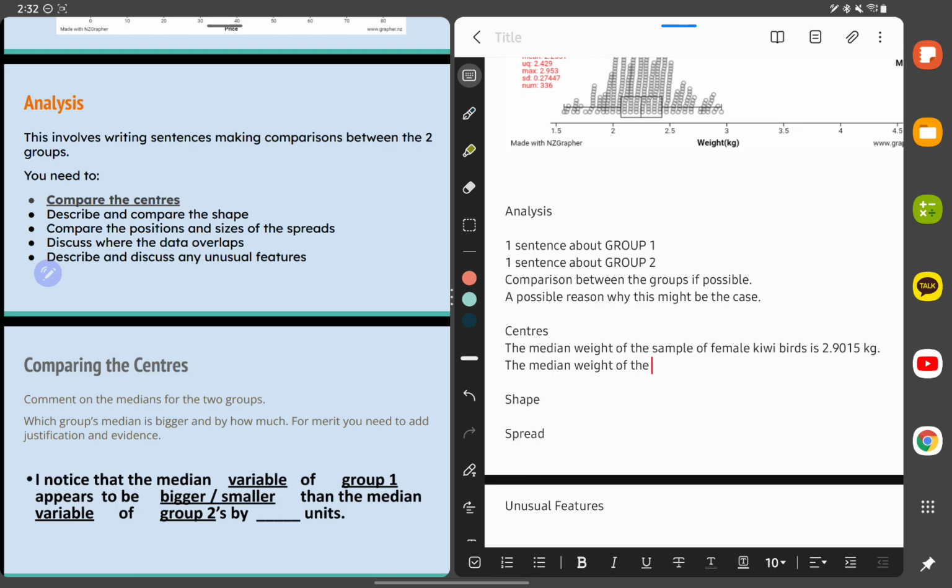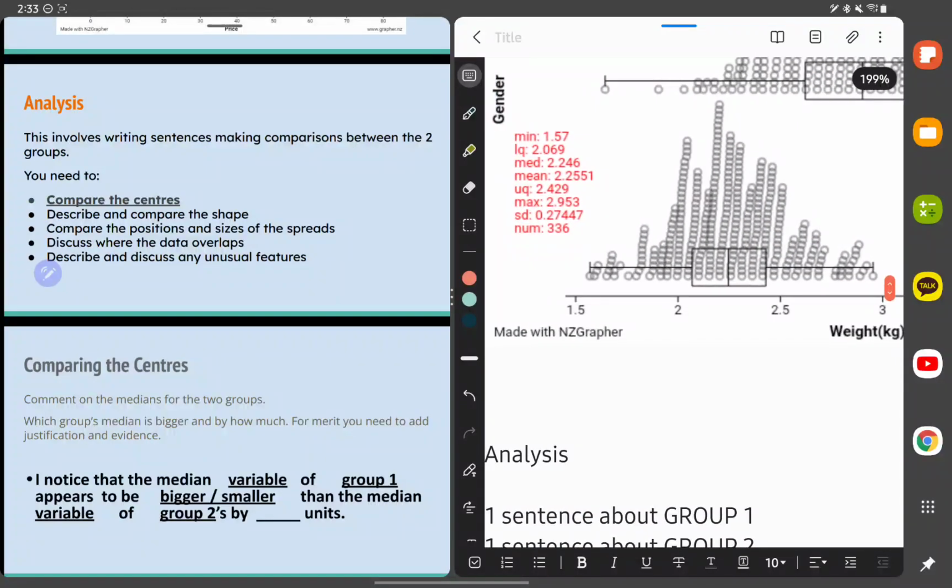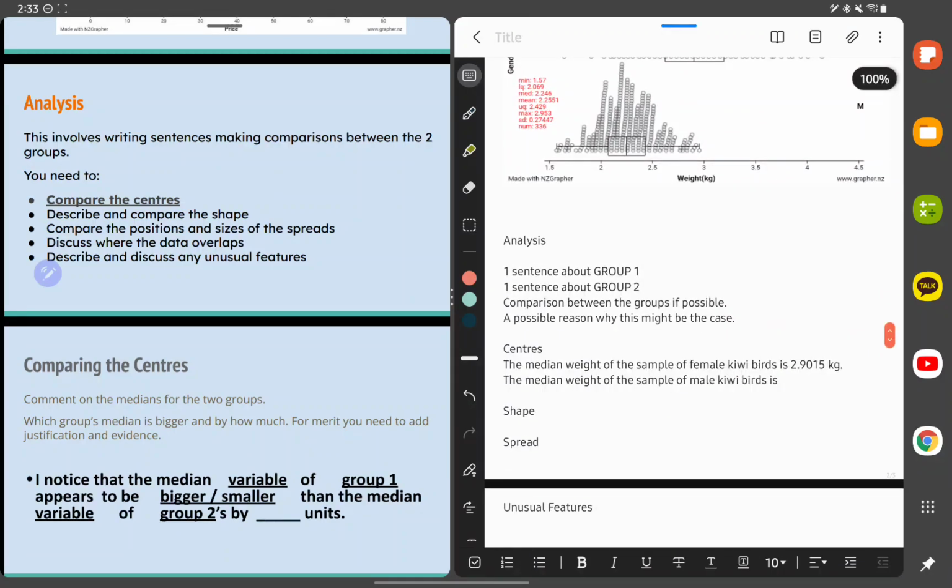Same thing, the median weight of the sample of male kiwi birds. And I know your words can be slightly different. Maybe you have a different sentence. Maybe your sentence is less clunky than mine. But still, if it gets these points across in this way, that's fine. All right, male kiwi bird median weight, it's right there, 2.246 kilograms. Right?